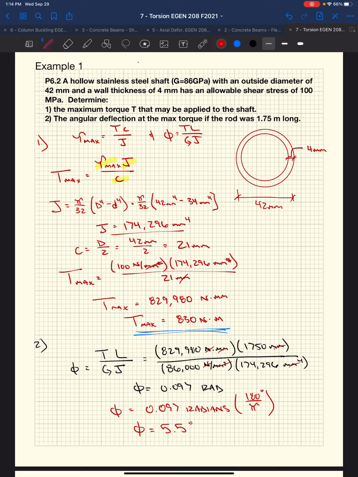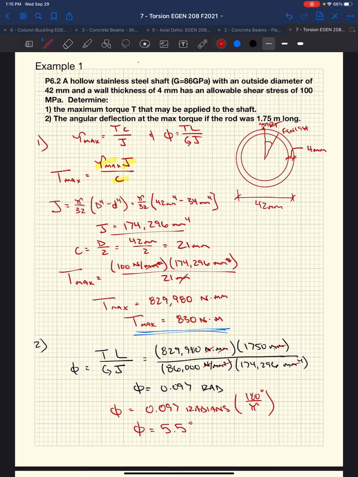So if this was our pipe, and we twisted on the end of it with 830 newton meters, and this pipe was 1.75 meters long, we put that torque on there. If one end was fixed, the end that was allowed to rotate, if this was start and this was finish, that pipe is going to distort 5.5 degrees. It's going to rotate at the end.